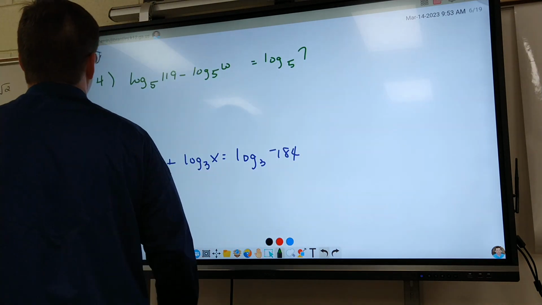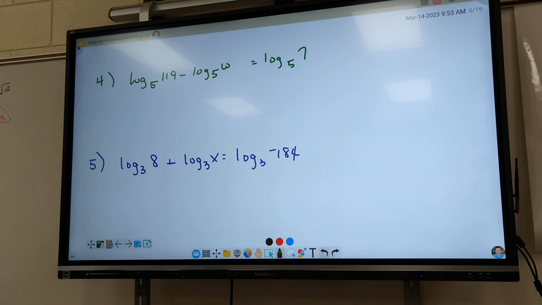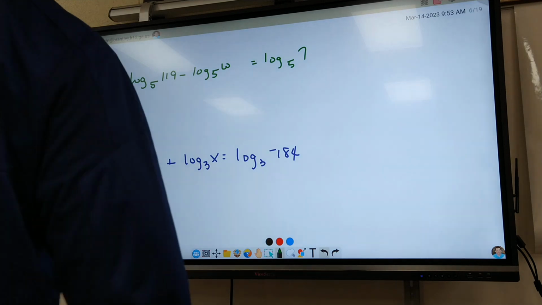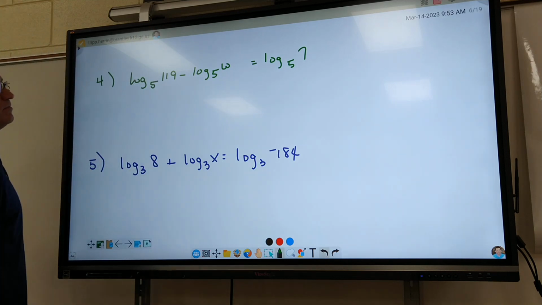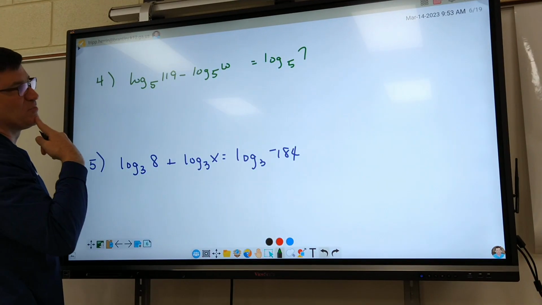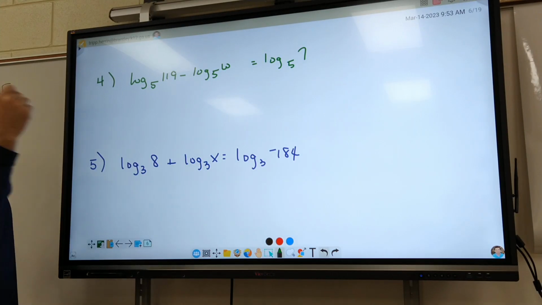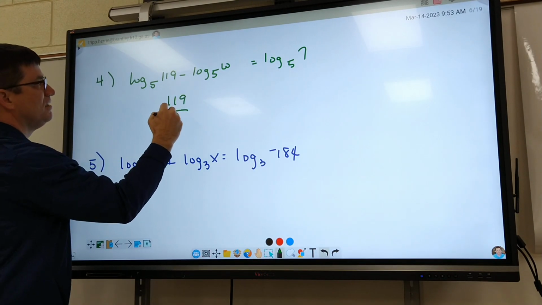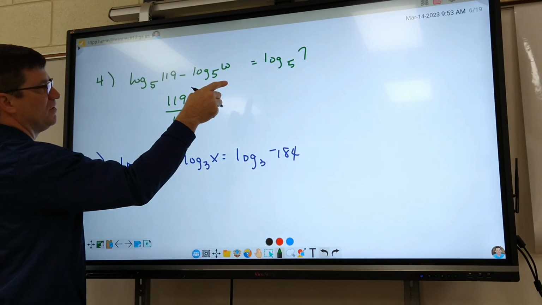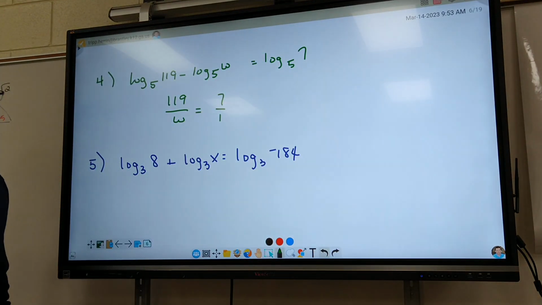Okay? All right, let's do 4, 5, 6, and 7. These should move much quicker. All right, what do we do if everything has the same log? Mark them out. So do you guys remember the rules on this? If it's got a minus in between, what do you change it to? Divide. 119 divided by w equals 7. We'll make it 7 over 1. Now y'all cross multiply and divide that.